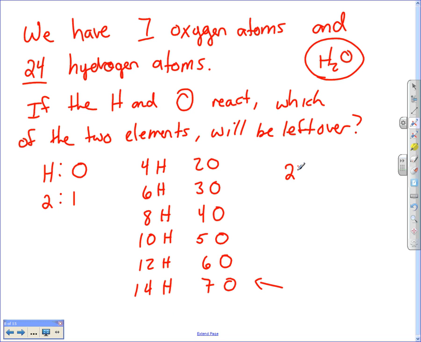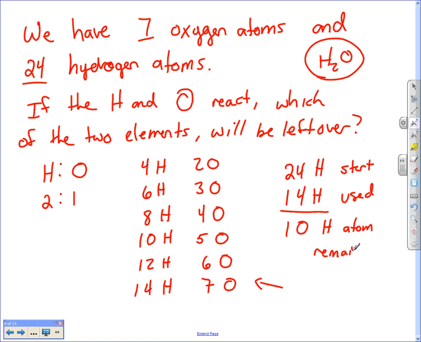So if we started with 24 hydrogen atoms and we only used 14 hydrogen atoms, then we have 10 hydrogen atoms remaining. And this is unreacted substance that did not react to form water. It was left over because there was no oxygen for it to combine with. This is the law of constant proportions.